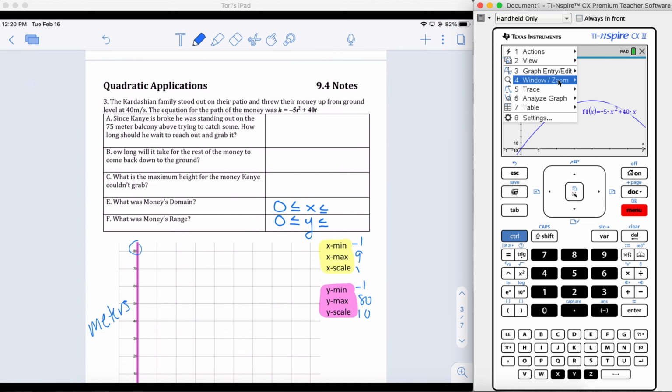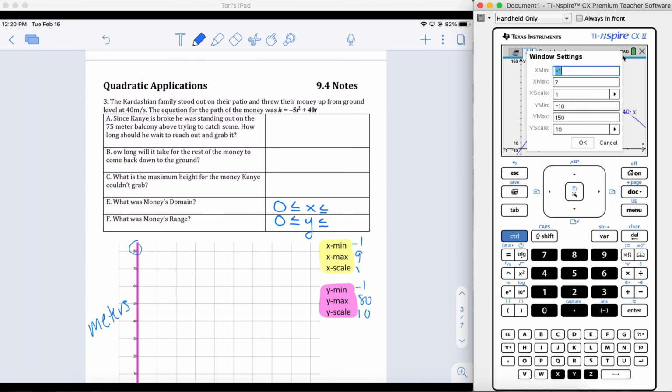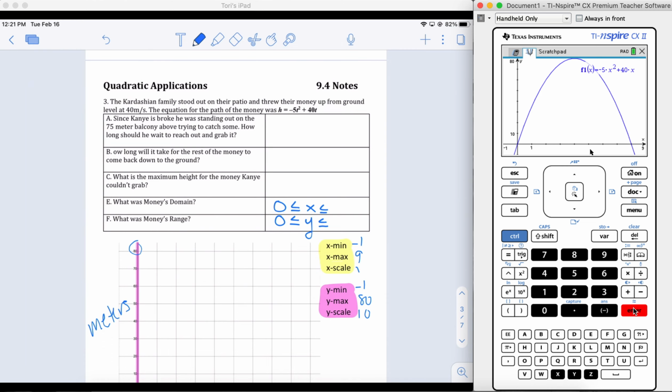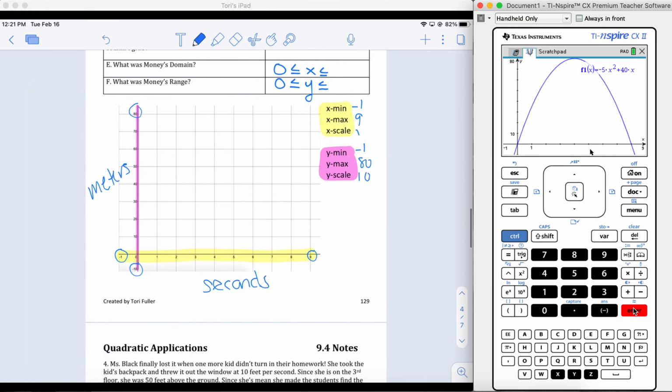Menu, window, settings. We're going to type in what we already wrote down on our paper. -1 down 9. Oops. There we go. And then -10 up to 80. You can keep it counting by tens. You can just press enter. You don't have to use your arrows for OK. All right, beautiful. We have our screen fit. We're ready to roll. We can now make our table. So Control T.